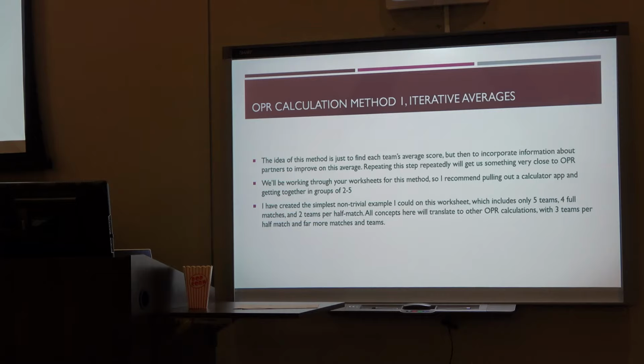We'll be working through these worksheets. I think it would be wise to pull out some calculator app, in groups of probably two to five people or so. This sheet I have for you is the simplest non-trivial example I could get to show you how all this works. But all of the ideas here apply to FRC OPRs, or calculated contributions. Notice in these schedules I gave you, there's only two teams per half match. It still works fine with three teams per half match, and it still works fine with 80 or 100 or 1,000 matches instead of just the couple of matches I put on there.